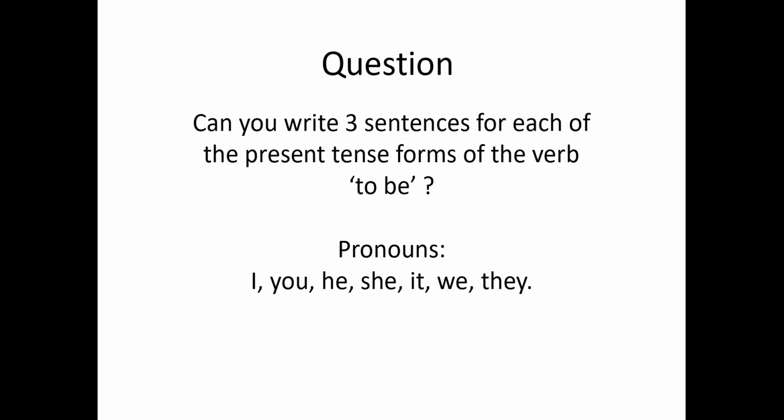On to a question. It's the same question as before, but for the present tense form of the verb to be. Can you write 3 sentences for each pronoun for the present tense form of the verb to be? For example, I am, he is, she is, we are, and so on. Good luck. I hope you can do it. You can pause the video if you want. I'll give you a few seconds to do so.